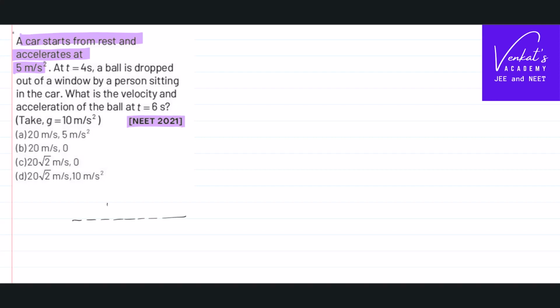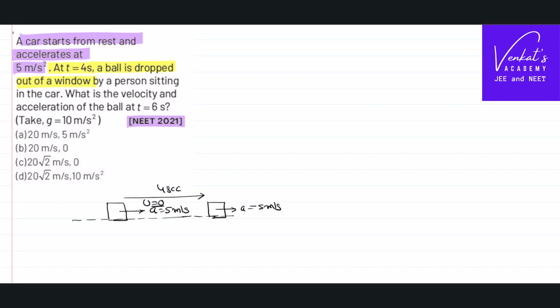Let me try to draw a diagram. Starting from rest, but having an acceleration of 5 meter per second square. Then it is said that at 4 seconds a ball is dropped out of the window. So it is not dropped immediately but after traveling for some time. So how much time has it traveled? Still having an acceleration of a equal to 5 meter per second square, but it has traveled for 4 seconds.